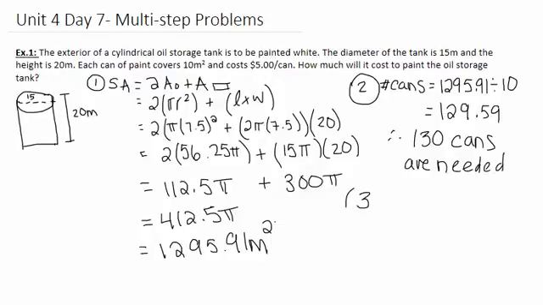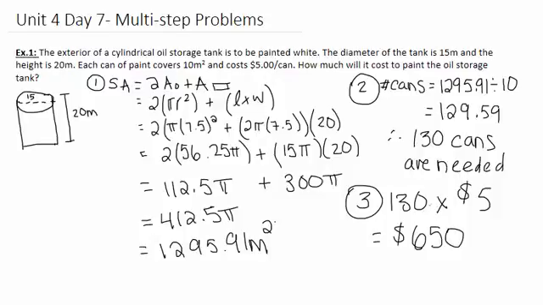And finally, to figure out the cost, we know that it's $5 a can. So 130 cans times $5 is equal to $650. Therefore, it will cost $650 to paint the oil storage tank.